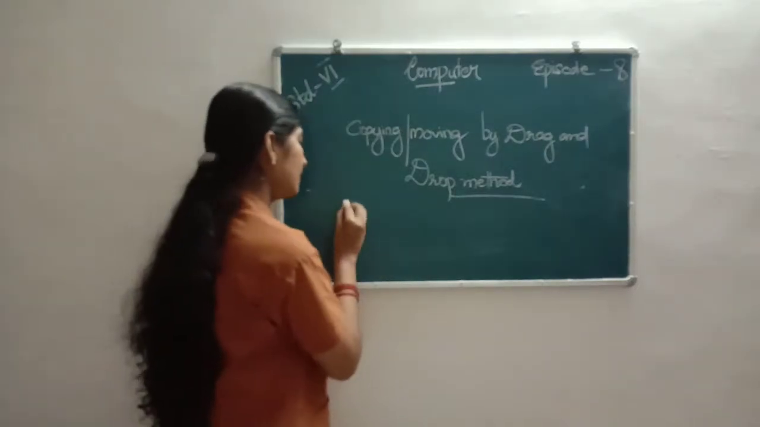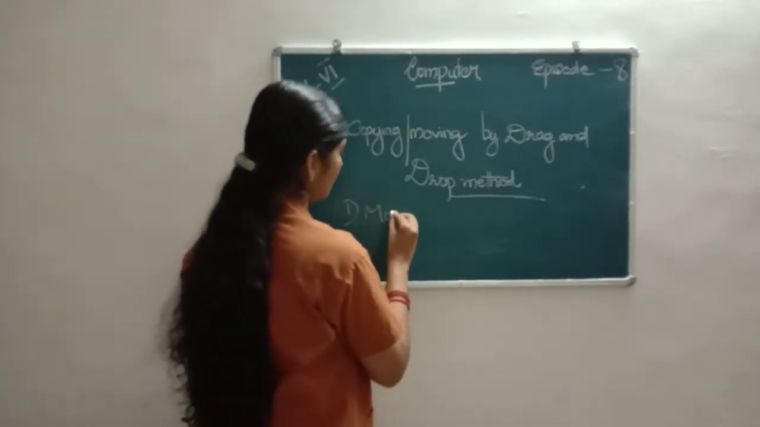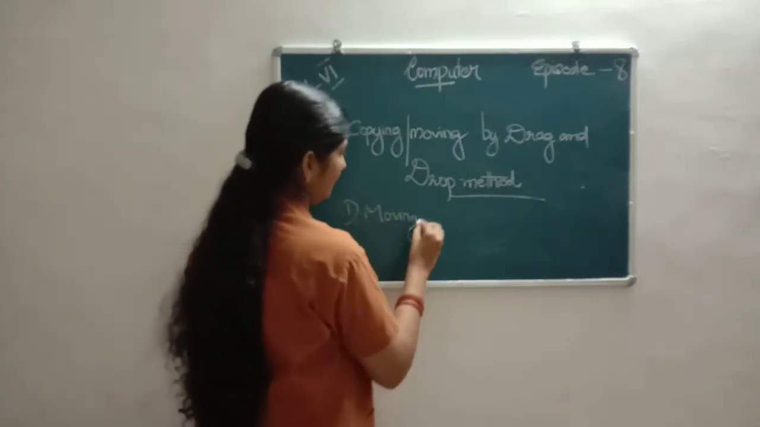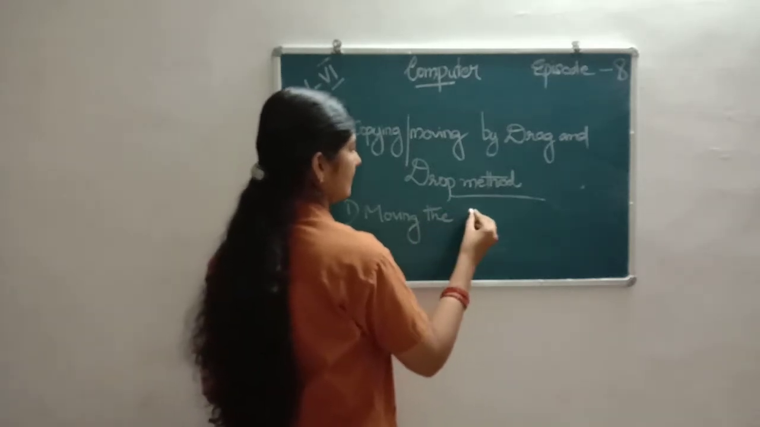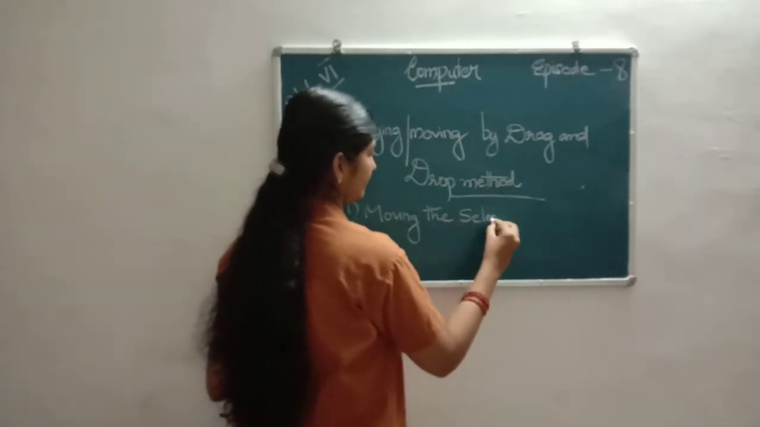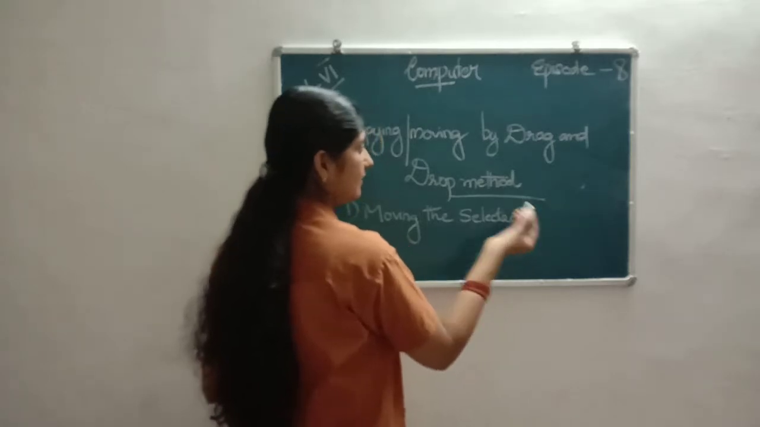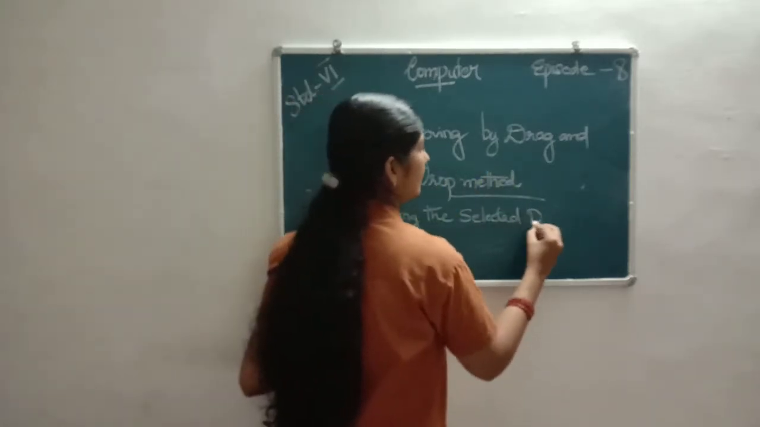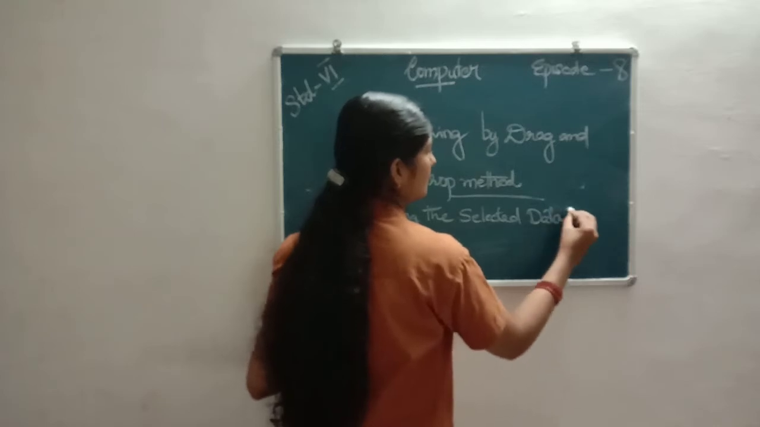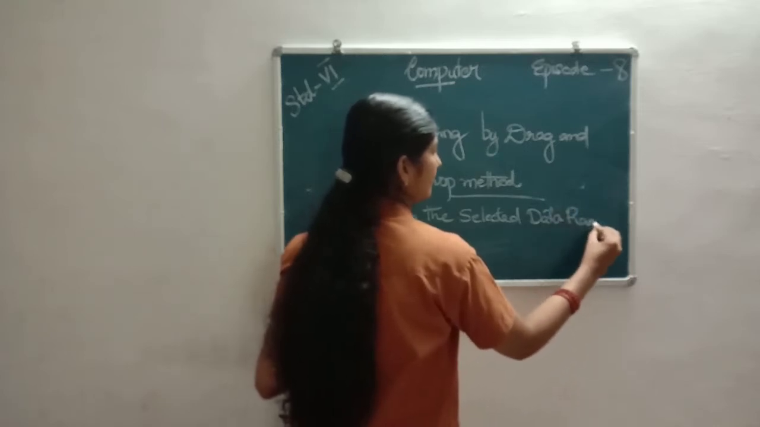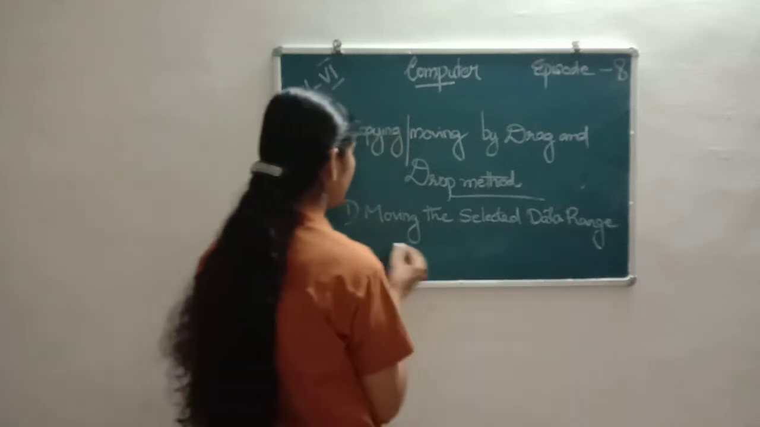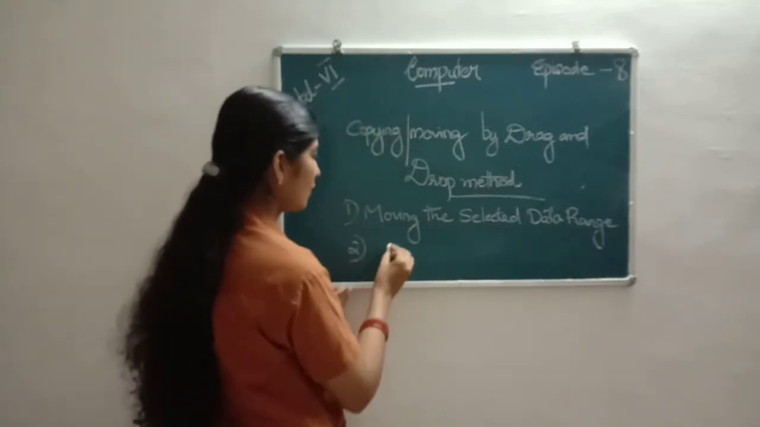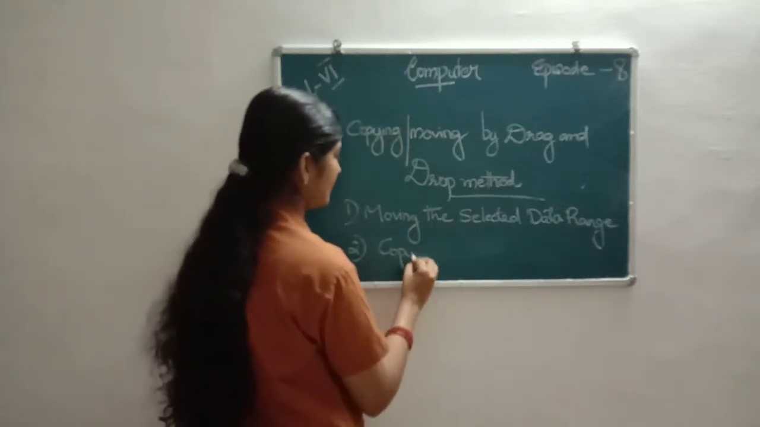First one, moving the selected data range. That means cut the data by using the drag and drop option. Second one, copying the selected data range.